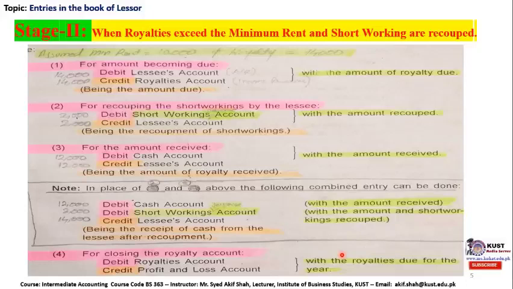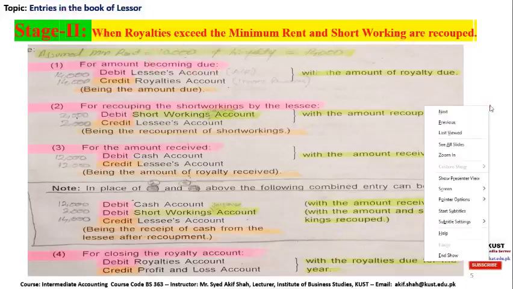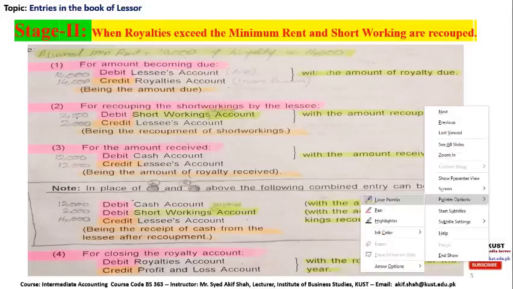Let's discuss the stage 2 entries. The case explains that when the royalty exceeds the minimum rent, short workings are recouped. Let me select the pen.